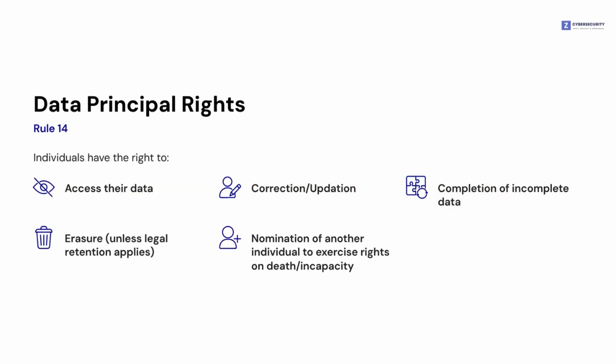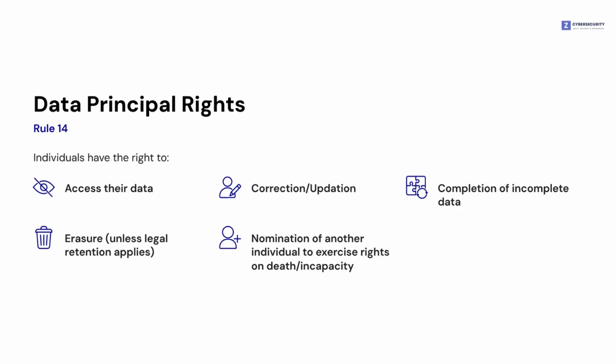Next, your users' and employees' rights. Data principal rights under the DPDP Act. Individuals have the right to access their data, correct or update it, complete incomplete data, erase data, and nominate someone to act on their behalf. These rights require proper workflows and system-wide coordination. If you want a workflow guide that explains how to respond to rights requests efficiently, tap the I button above.